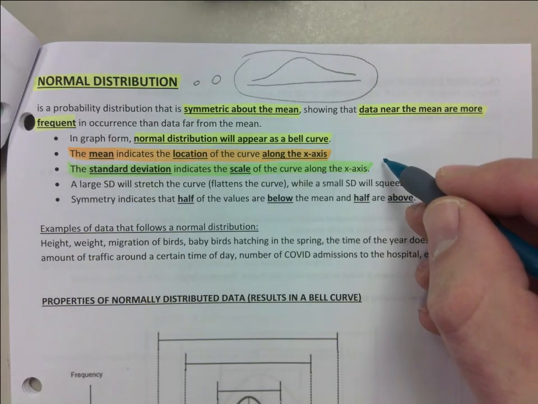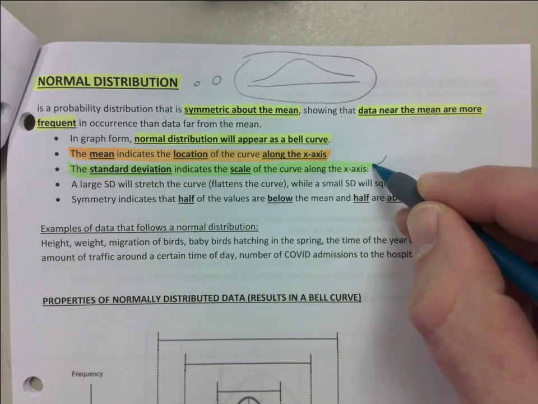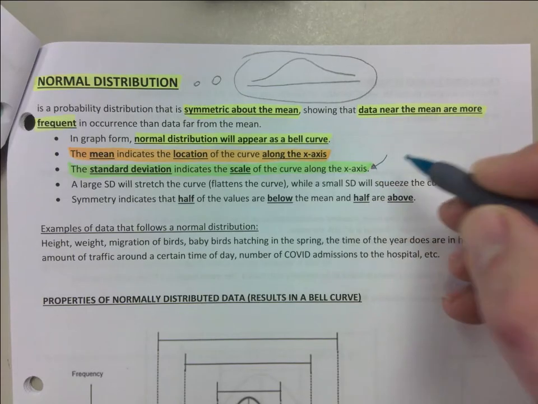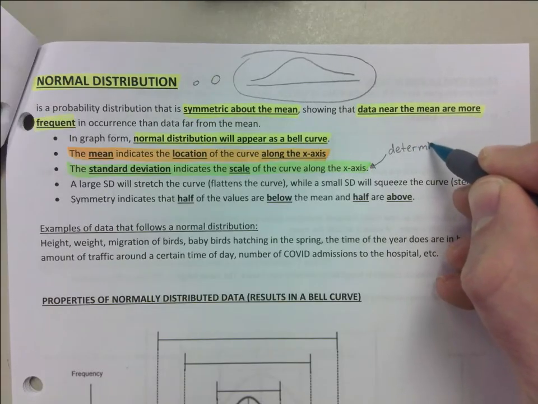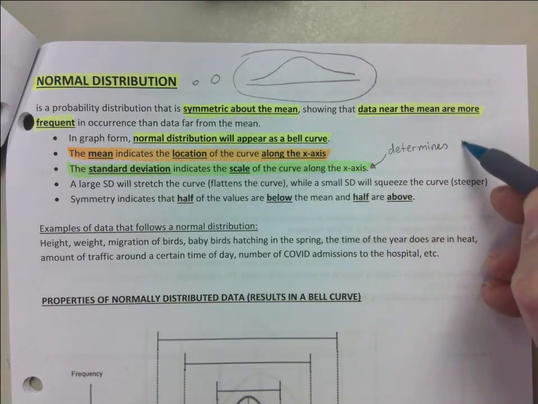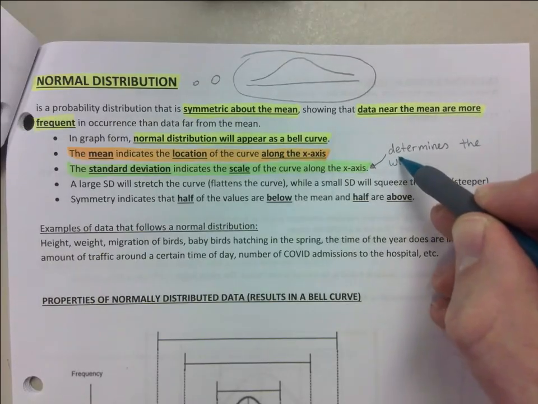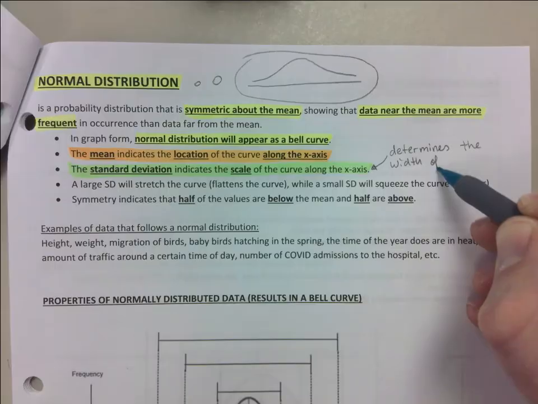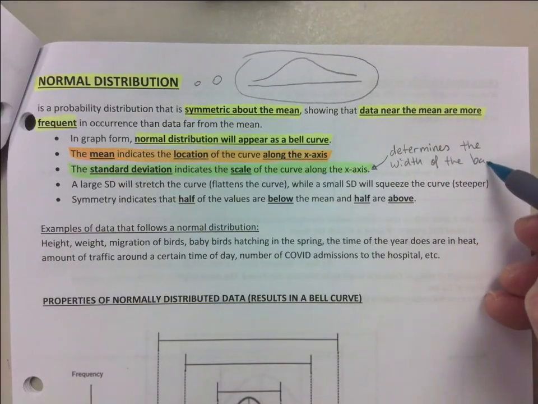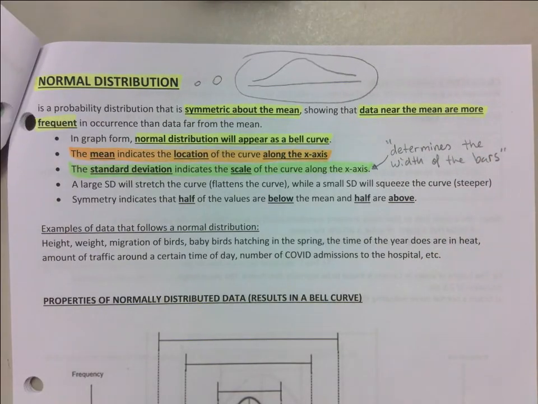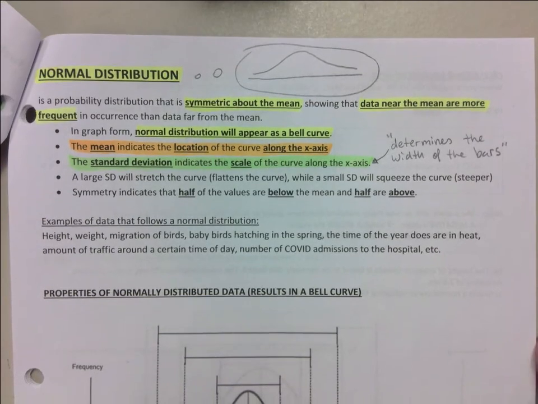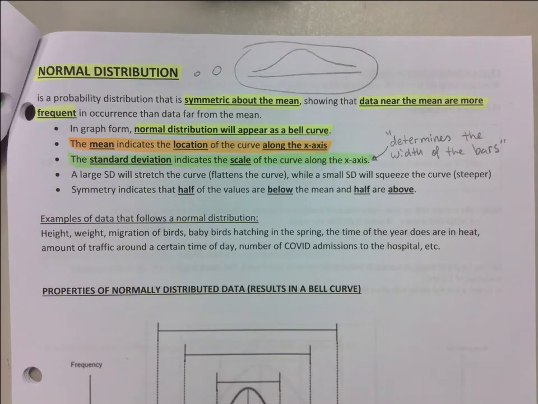It's almost like, I will make a note here. This will make more sense to you later. Determines the width of the bars. And I'm going to put this in quotation marks because it's kind of for us that will make sense. I don't know if any other teacher would necessarily use that, but the standard deviation tells you how wide the bars are going to be that we're going to graph.